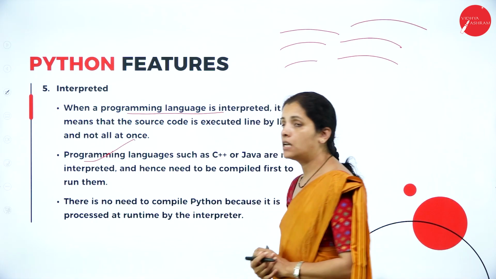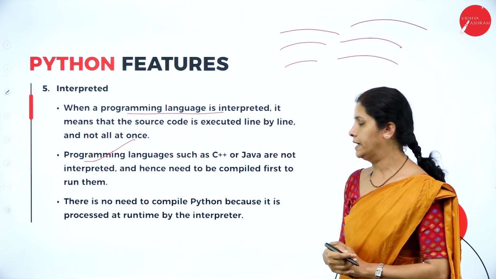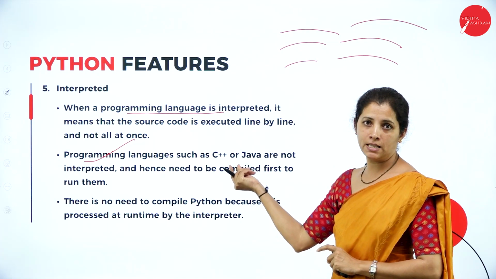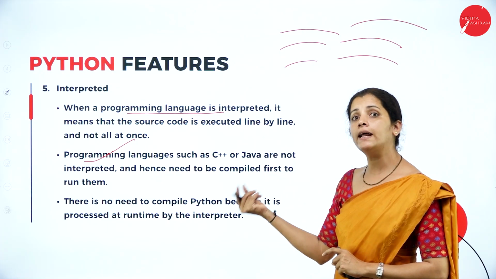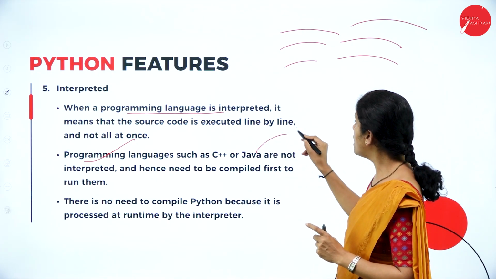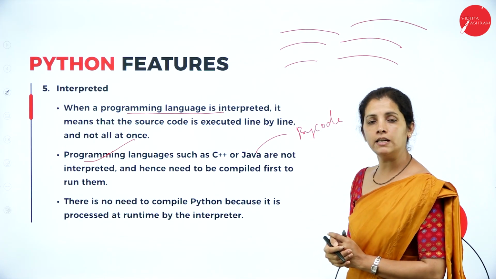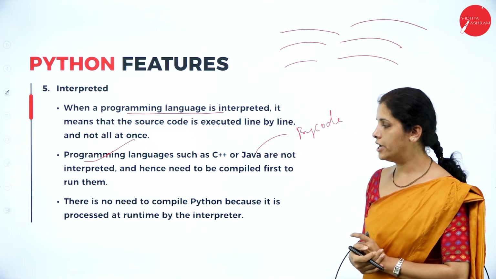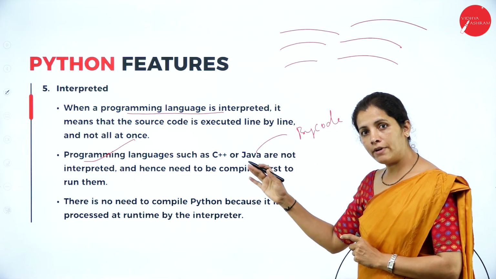Programming languages such as C++ or Java are not purely interpreted. If I consider C++, it is compiled. But what about Java? Java is compiled and interpreted. Why is it compiled and interpreted? Because in Java we have the bytecode, right? For that reason it is an interpreted as well as compiled programming language. And Python is an interpreted programming language.